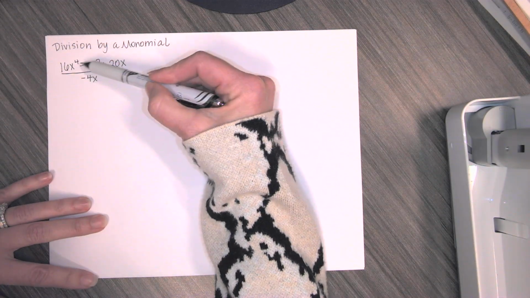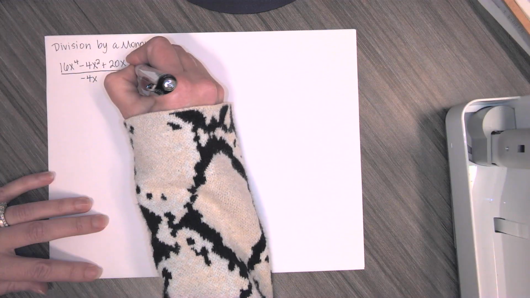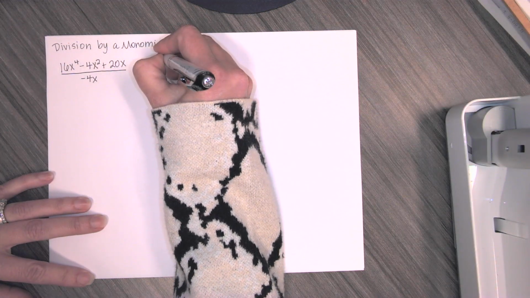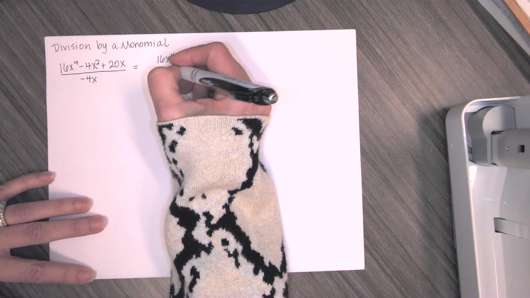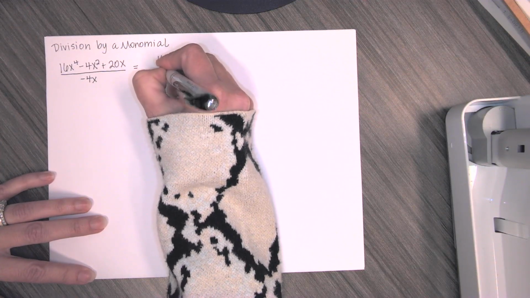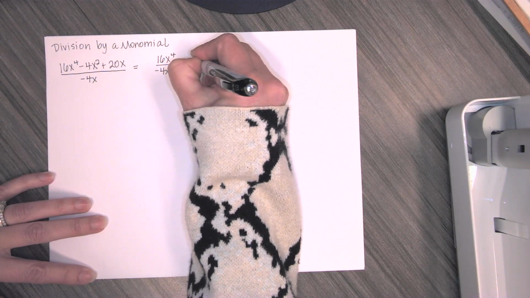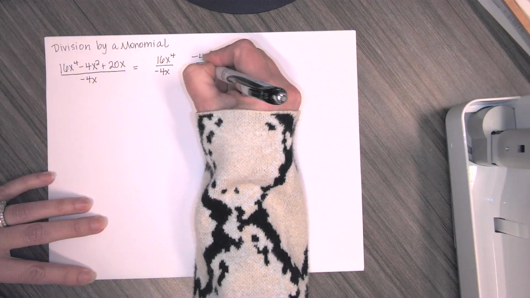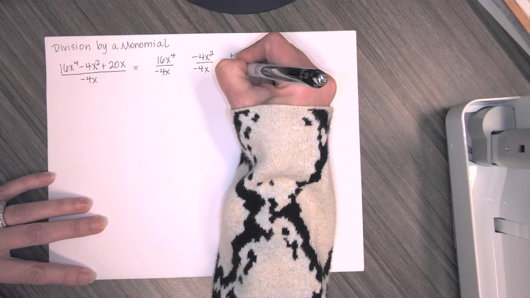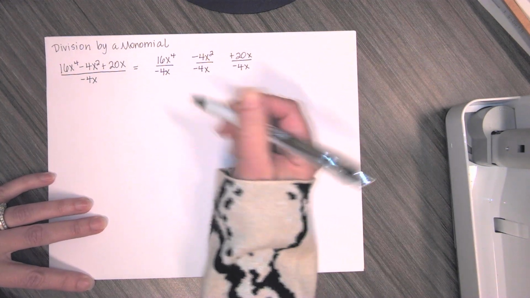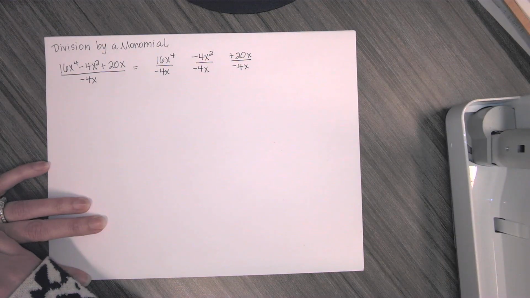Now, that means we have to take each of these terms and divide it by negative 4x. So what I like to do is I like to write each division problem individually. So we're going to take the first term, 16x to the fourth, and divide it by negative 4x. We're going to take the second term, negative 4x squared, and divide it by negative 4x. And the last term, positive 20x, and divide it by negative 4x. And then the answers to each of these will go together and form the polynomial that is the final answer.